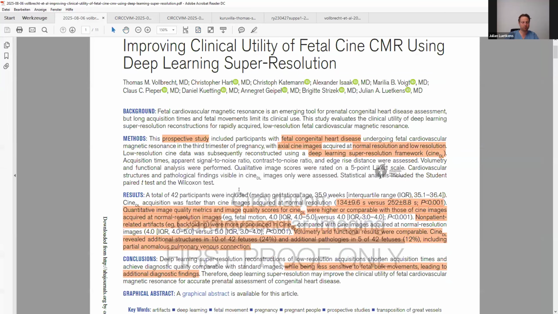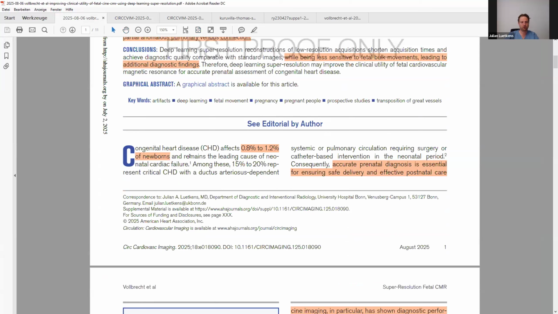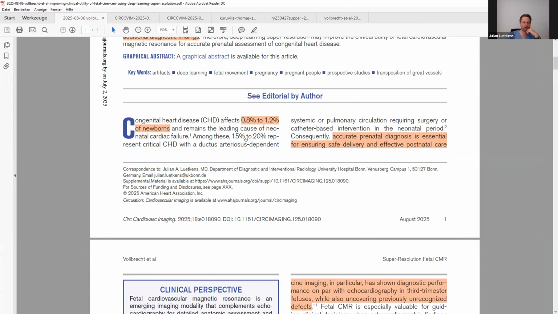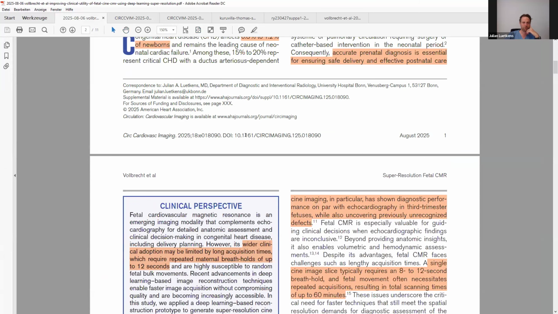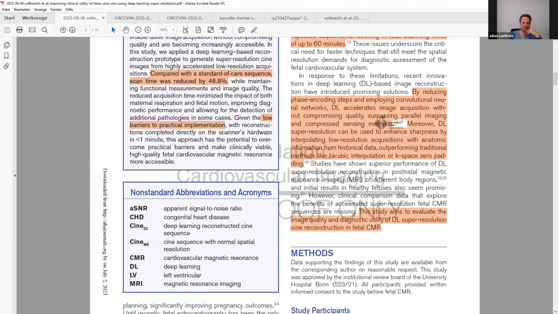And I will then go back to our paper, the introduction. We all know that congenital heart disease is the most common birth defect. It's around 1% of all newborns, and typically echocardiography is performed to look for congenital heart disease.